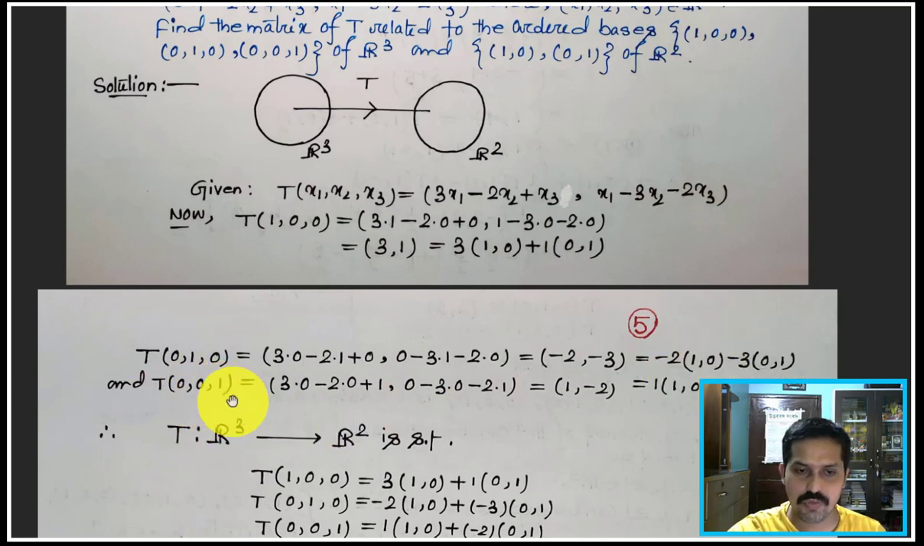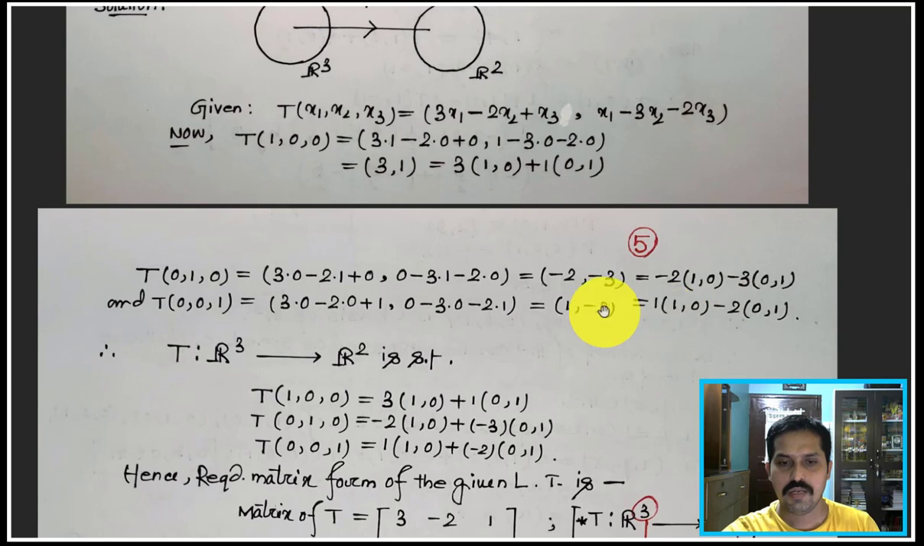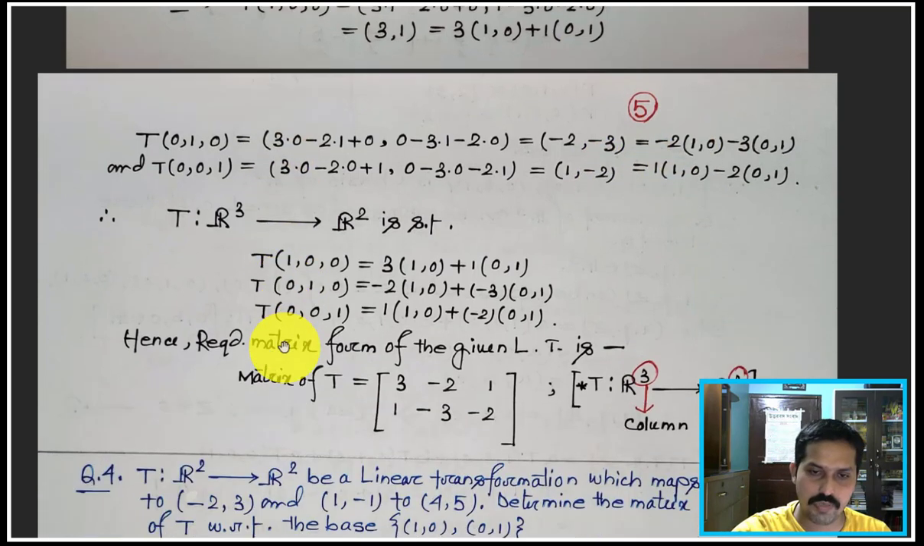Similarly, T of (0,0,1) will be (1,1,0) plus (-2,0,1). Now if we write these three results all together, then we will have T of (1,0,0) is 3(1,0) plus (1,0,1), T of (0,1,0) is -2(1,0) plus -3(0,1), and T of (0,0,1) is 1(1,0) plus -2(0,1).